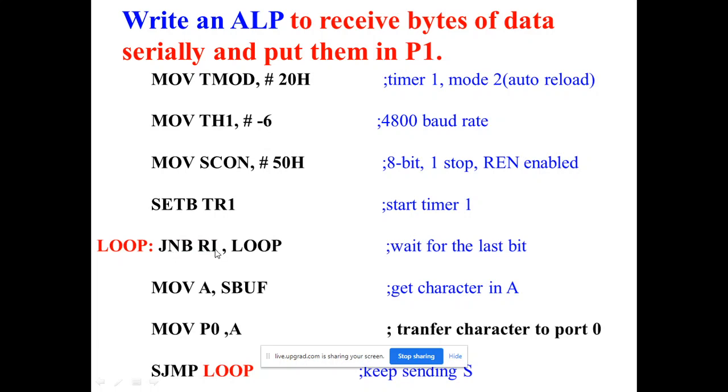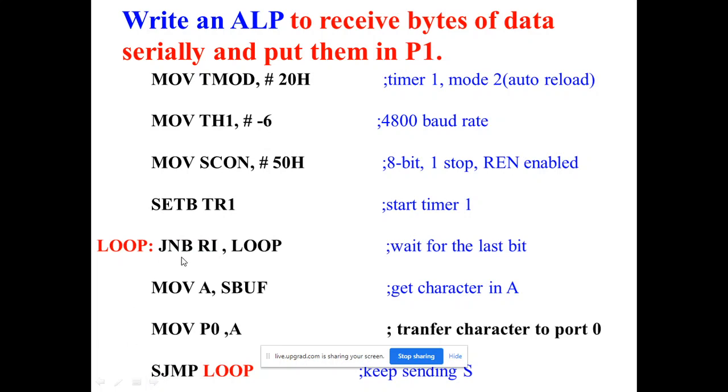When RI becomes 1, it indicates that the data has been fully received, and the new data is available in SBUF. Now from SBUF I take the data into the accumulator, and from the accumulator pass it to P0 or P1, where your output device is. Then I jump back to the loop, and we do the same thing again and again.